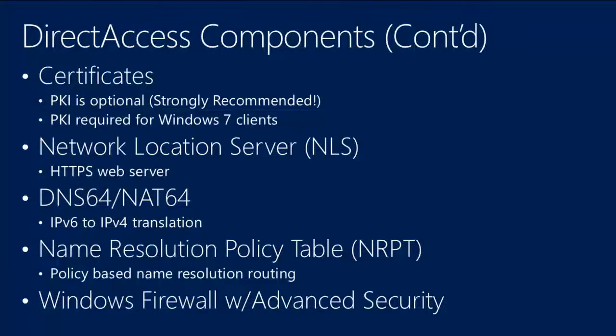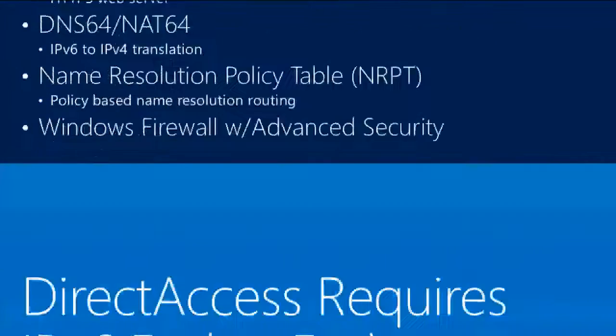And last, we make use of the Windows Firewall with Advanced Security. The direct access server creates IPsec connection security rules. We're going to deploy those to the Windows Firewall with Advanced Security on our clients using group policy. And I'll show you that a little bit later.